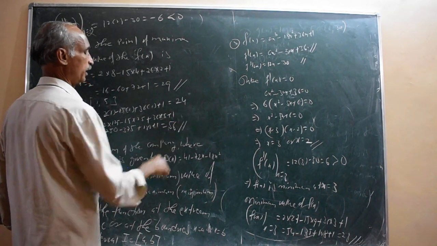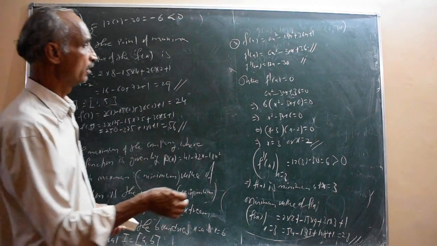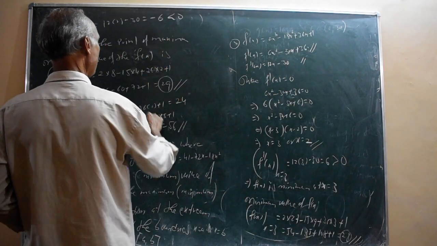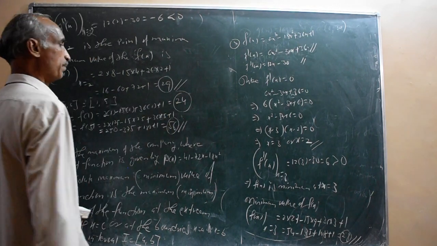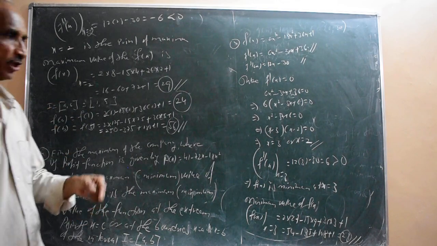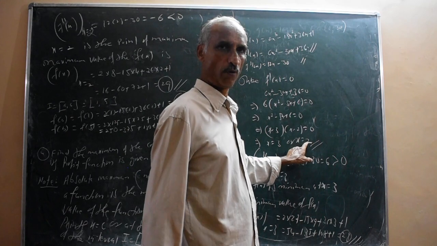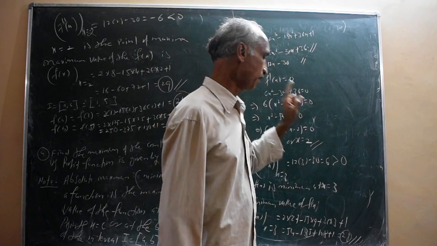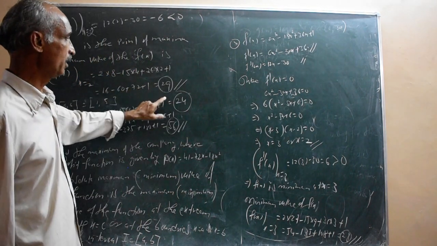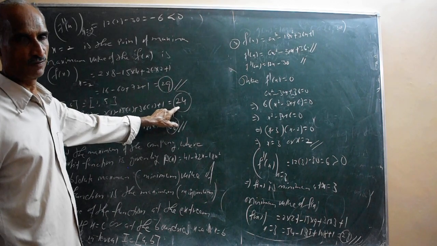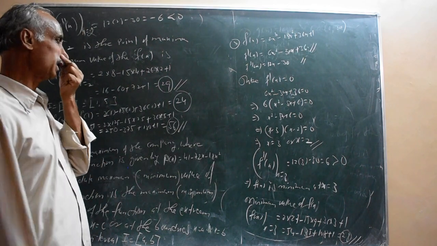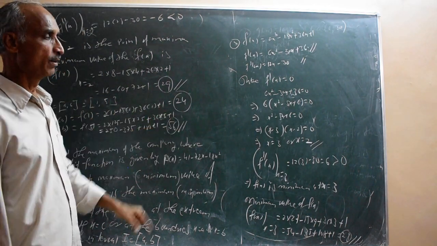Now look here, the greatest value among the local maxima and local minima and at the boundary values is 56. Among the local maxima and local minima, at the critical points x is equal to 2 and x is equal to 3, we got the maxima and minima. The local minima is 28, the local maxima is 29, and the values of the function at the boundary values of the given interval 1 to 5 are 24 and 56. Among these, 56 is the maximum value and 24 is the minimum value.